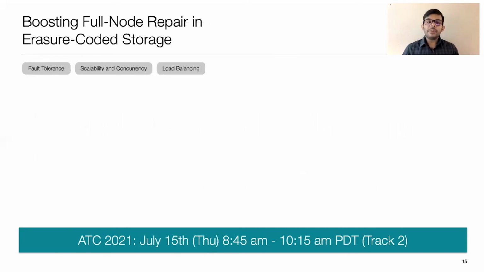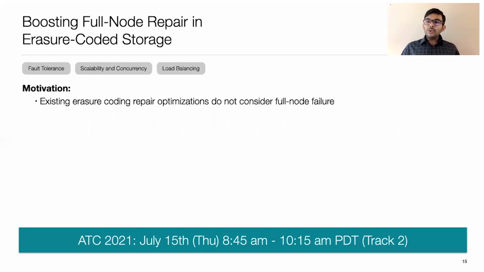Boosting full node repair in Erasure-Coded storage. So erasure coding is like replication, which essentially is a redundancy mechanism to provide fault tolerance in distributed storage systems. Now, erasure coding has a repair cost associated when a crash occurs, which requires reading the other available data in order to reconstruct the failed data.